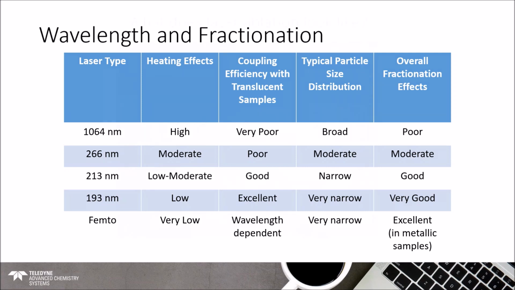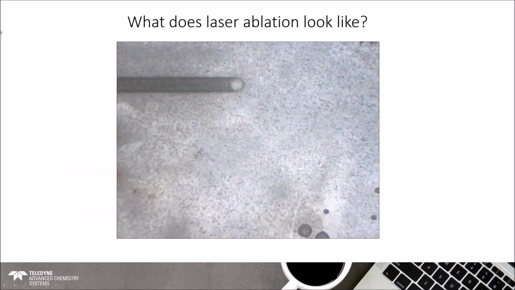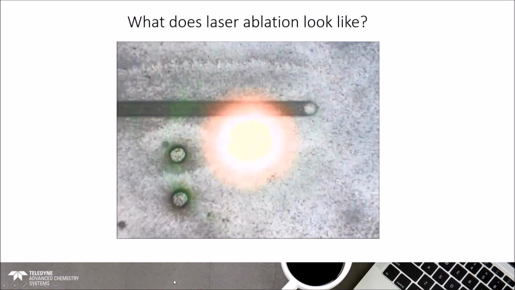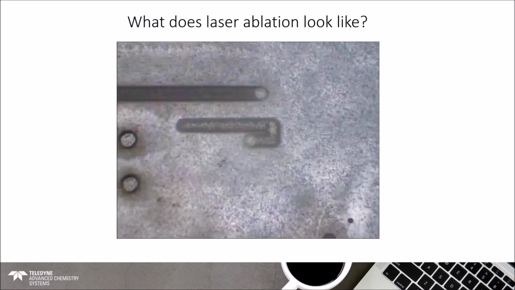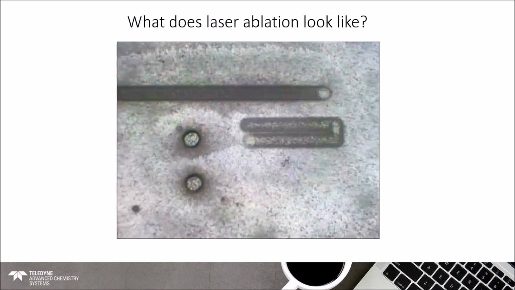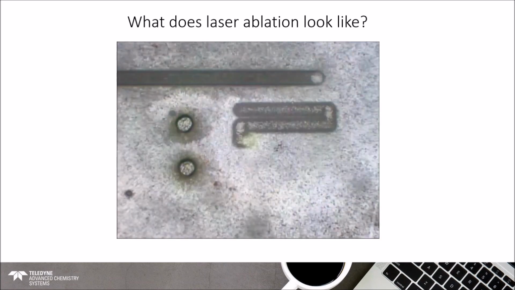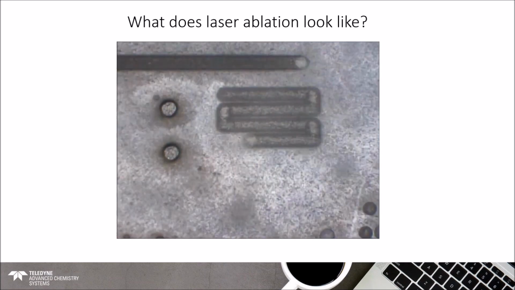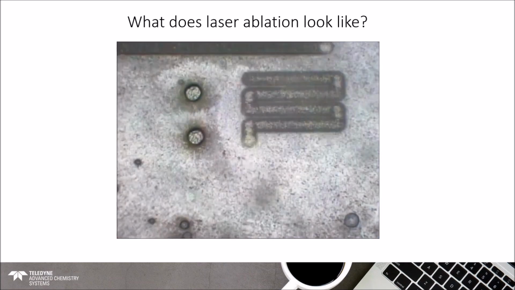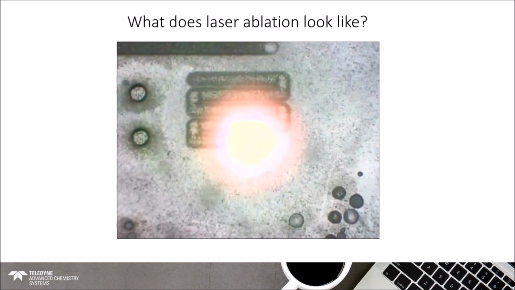So for those of you that have not seen laser ablation in the past, I thought it was important to show exactly what this looked like. So this is a sample actually being ablated, a simple raster on the surface of a metal sample. So you'll see the serpentine pattern. Just a very small amount is being taken off the surface at any given time and put right into the ICP.